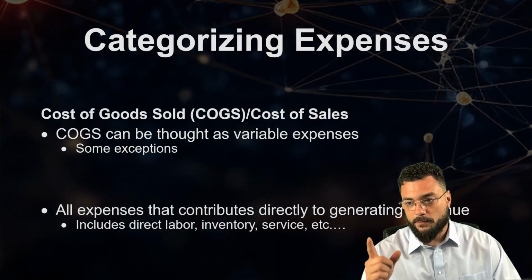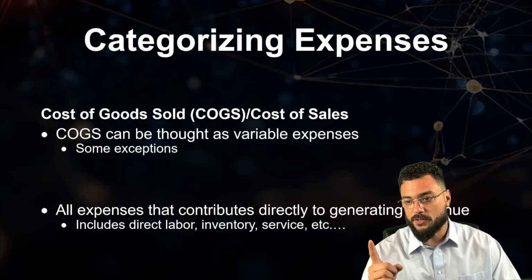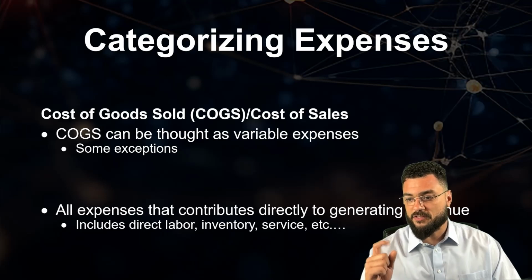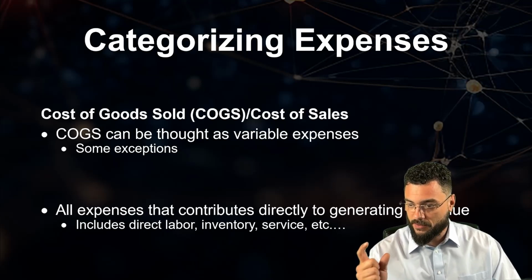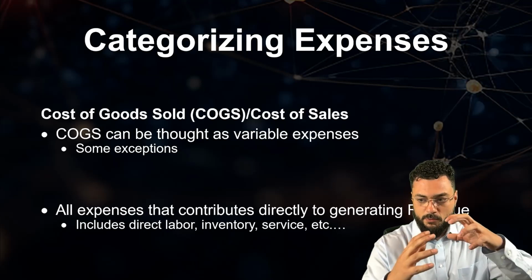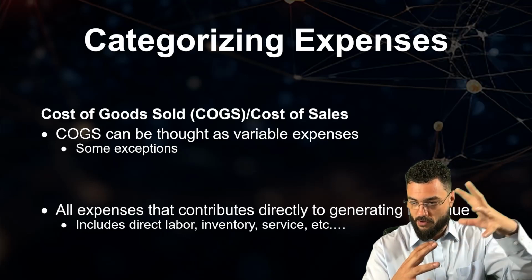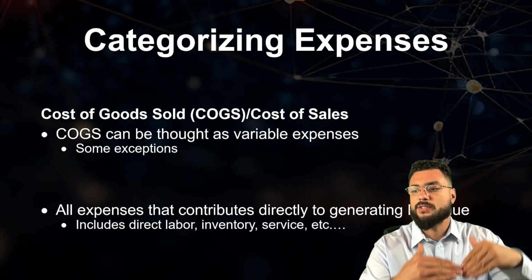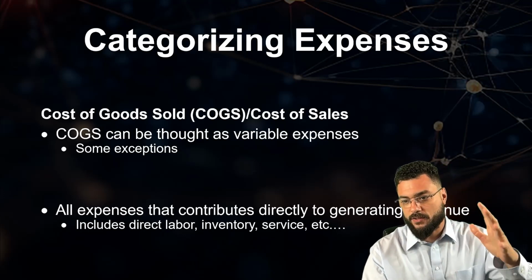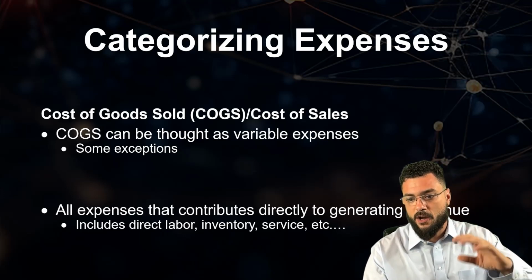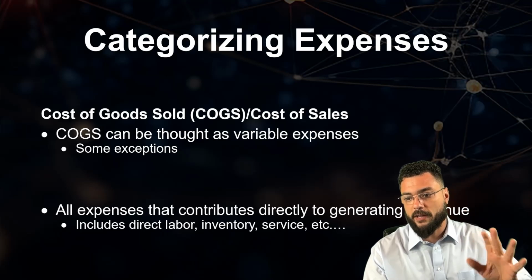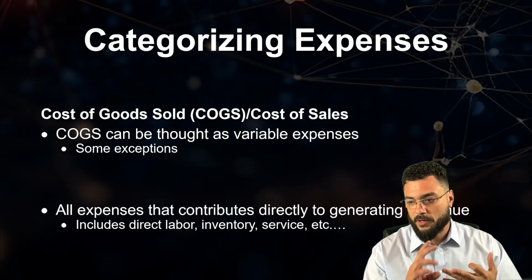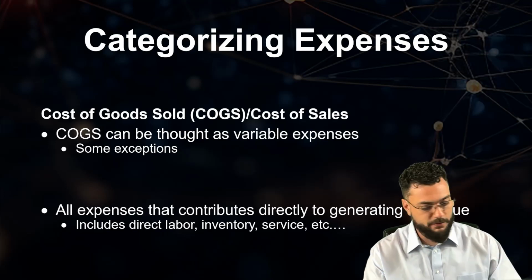So categorizing expenses: cost of goods sold, or cost of sales, depending on what you want to call it, can be thought of as variable expenses. There are some exceptions to this, but as you scale your revenue and grow, or add marketing and grow your revenue, those costs come up with it. That's everything that is cost of sales: all expenses that can be directly attributed to generating revenue, labor, inventory, service, all of that falls under it.